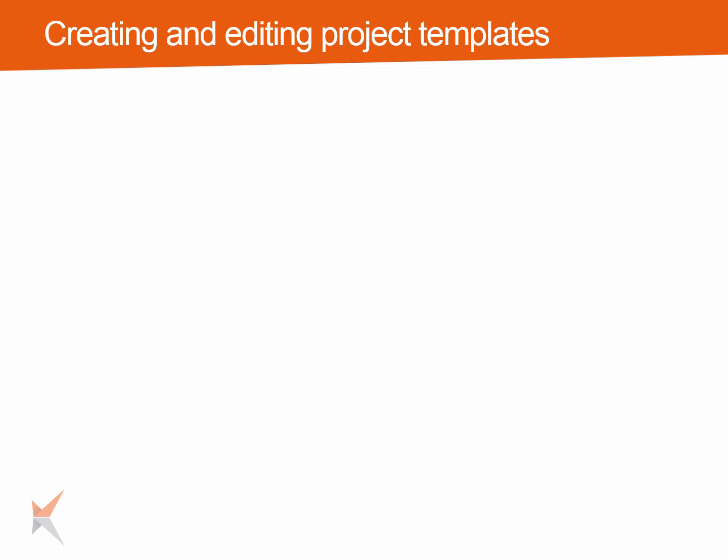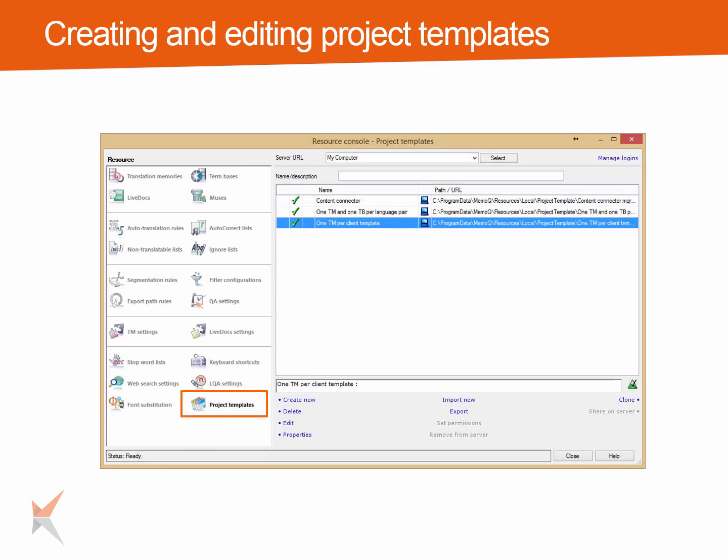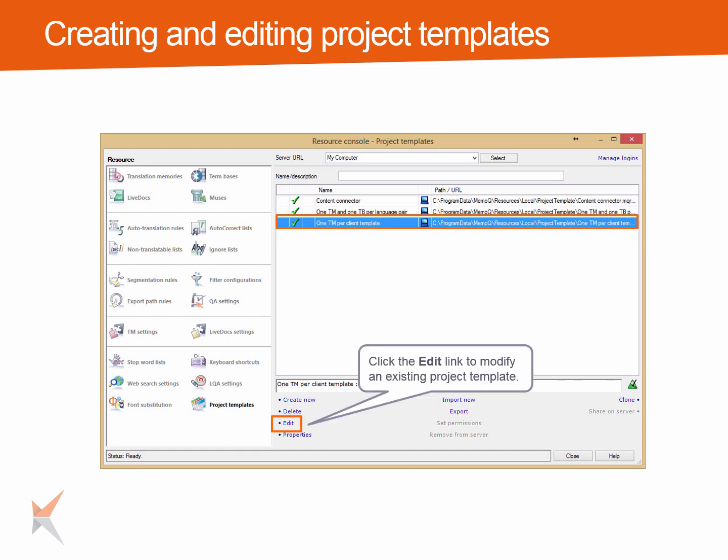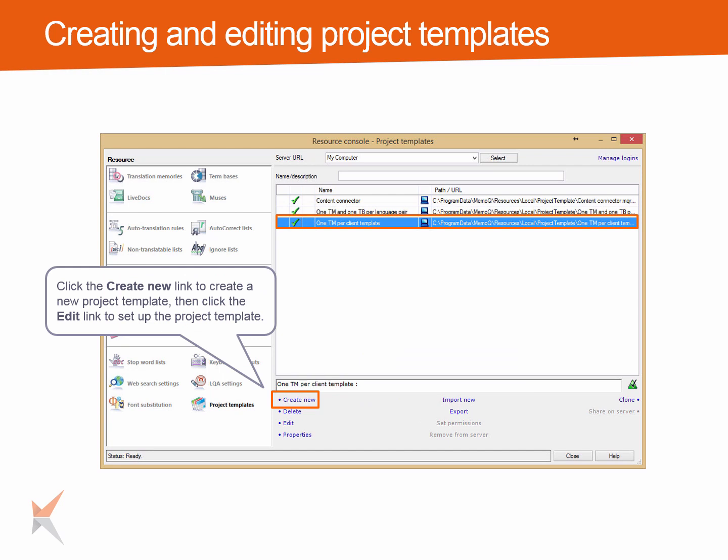Let us now see how to manage project templates. You can configure project templates according to your workflow needs to facilitate easier project creation and management. Go to the Resource console and select Project Templates. Then select the template you wish to edit. Click on the Edit command or click the Create New link to create a new project template, and then click the Edit link to set up the project template.